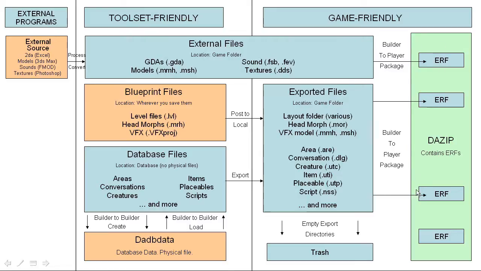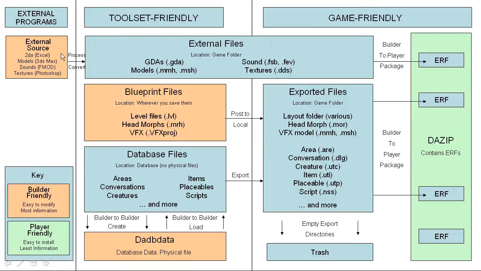And if you're wondering what these different colors were, I'll show you the key now. So here we've got builder-friendly files, the external source, the blueprints, and the dadb data. These all contain the most information and are easy to modify, whereas the dazip is the sort of player-friendly format, which is very easy to install, but it does contain the least information, and generally you can't work with it in the state that it's in. So it's worth familiarizing yourself with kind of where these different files fit in. And I know this is a pretty complicated diagram, but hopefully it'll shed a little bit of light on these things.